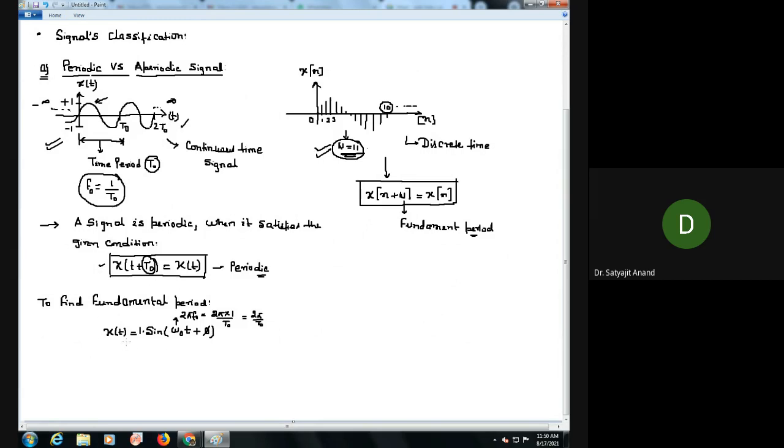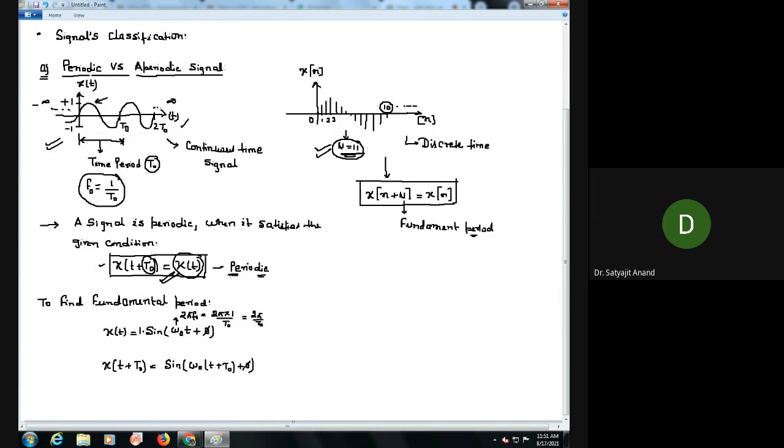Now we call this signal periodic once we satisfy this condition. So RHS we got x(t) equal to this. From LHS, simply replace t with t plus T naught. Wherever you have t, that t will be replaced with t plus T naught. This is omega naught (t plus T naught) plus phi. Perfect. So now we see this is the condition of periodicity.